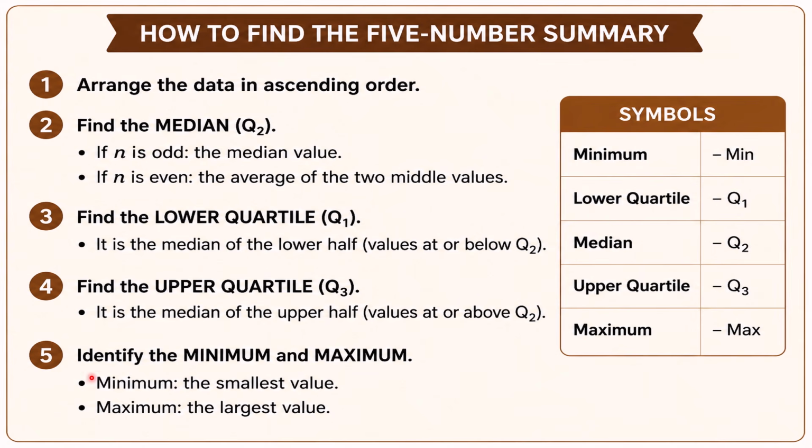And then number 5, let us identify the minimum and maximum. The minimum is the smallest value. The maximum is the largest value. The symbol for the minimum is MIN. The symbol for the lower quartile is Q1. The median is Q2. The upper quartile is Q3. And then the maximum is MAX. So the 5-number summary has the min, Q1, Q2, Q3, and max.